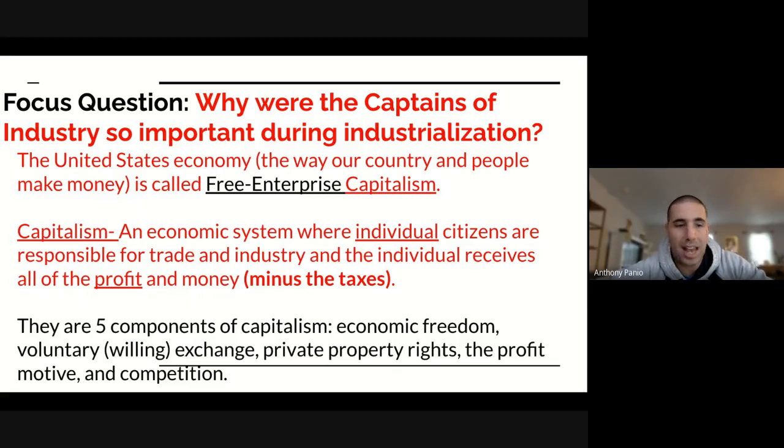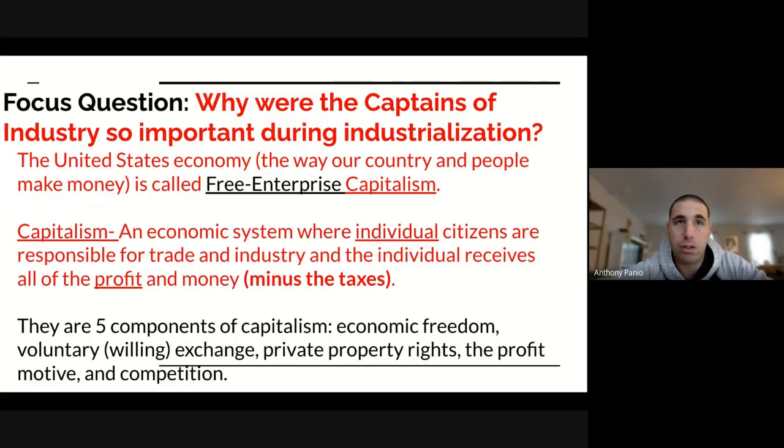The first thing is economic freedom. And we've kind of already talked about this. You get to decide what you want to do with your money. You get to decide what job you want to have. There are countries where you don't get to choose what job you have. North Korea is a good example. Communist China is a good example. Back in history, the Soviet Union is a good example. You don't really get to choose what job you have.